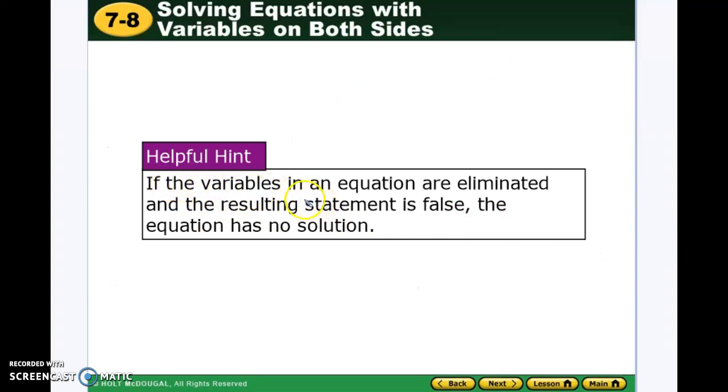Alright, so this is a rule of thumb, something to remember. If the variables are eliminated and then we get a false statement, in that case we got 3 equals 7, that was false, then it will be no solution. Alright, so let's do some more examples.